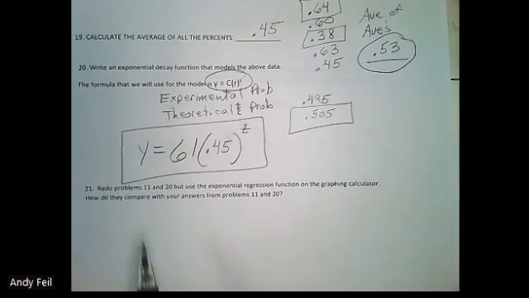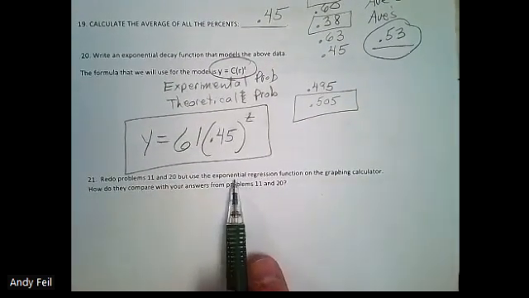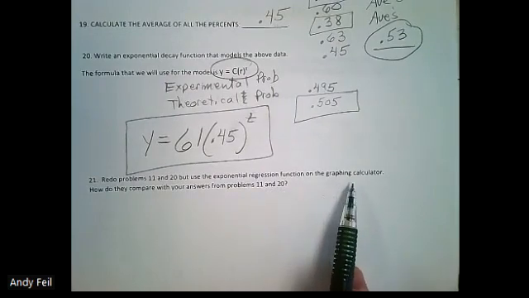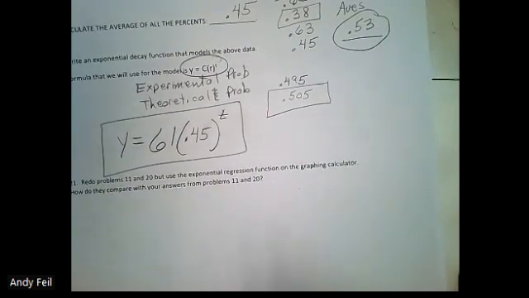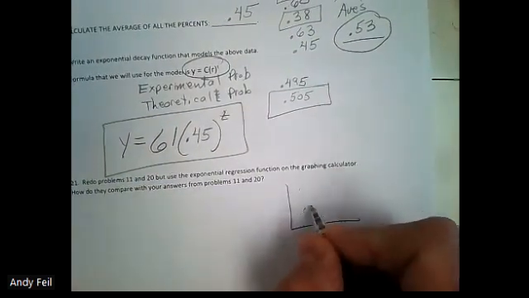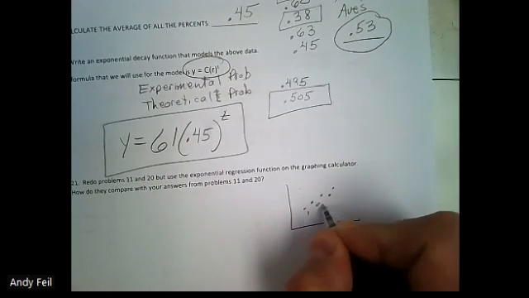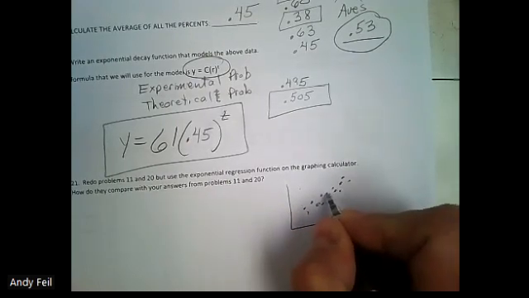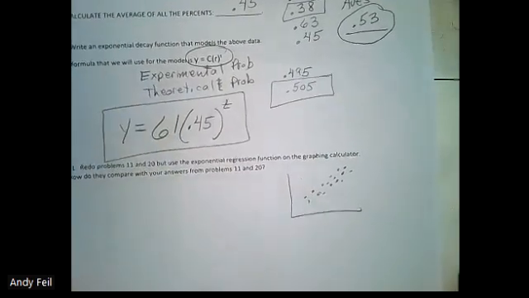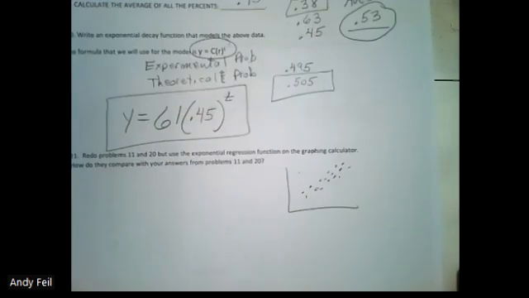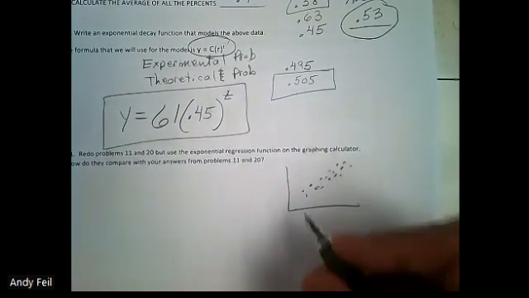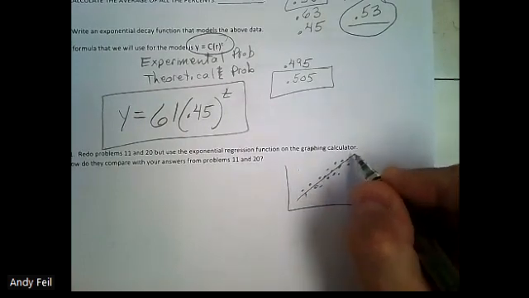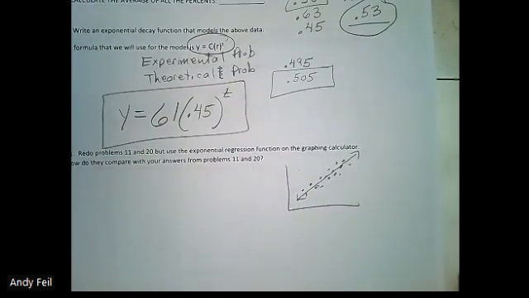It says redo problems 11 and 20, but use the exponential regression function on the calculator. All right, let's do that. Do you remember back in, I think it was maybe September or October, I would give you a graph and I would put a bunch of dots on it and the dots would look like this. And I would ask you, does it look like that has a positive, a negative, or no correlation? And you all said positive. How come you said positive? Goes up. In fact, then we figured out how to make a linear regression line that really closely matches that data.